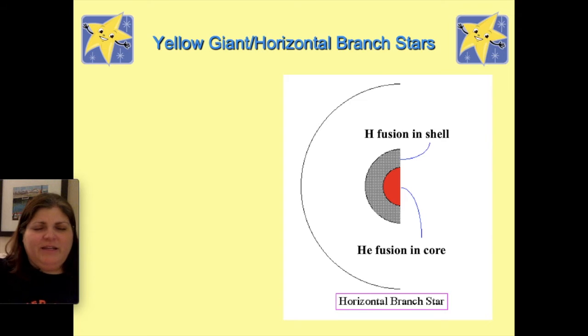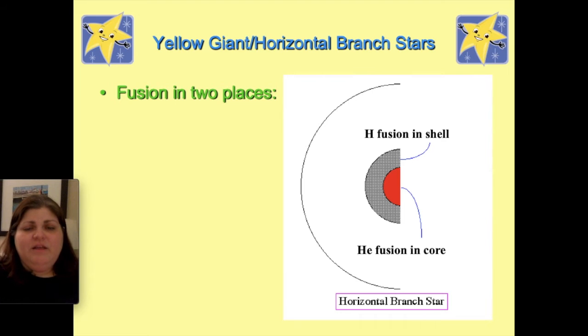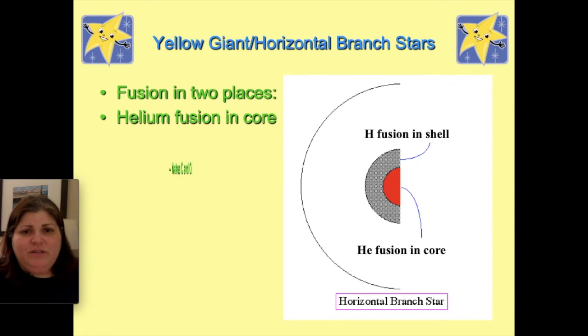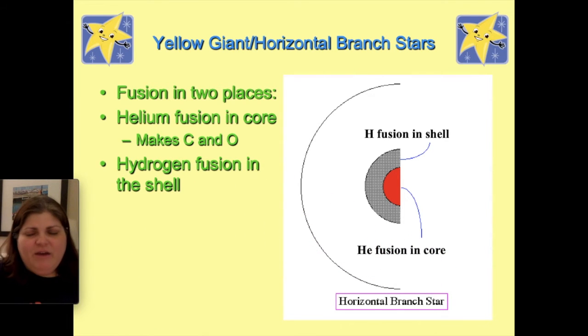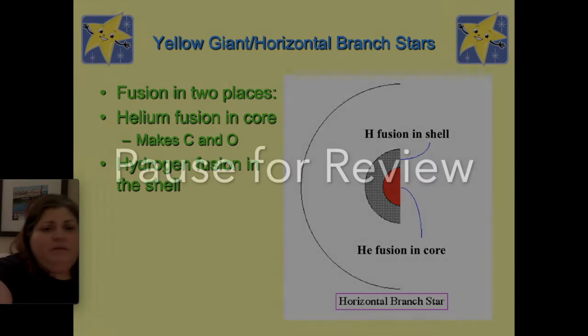Now, in a yellow giant, again, the most important thing that you can get from all of this is that in a yellow giant, we have fusion happening in two places. There is helium fusion in the core, where it's making carbon and oxygen, and hydrogen fusion in the shell. You have this diagram in your notes. Please make sure that you label the parts.